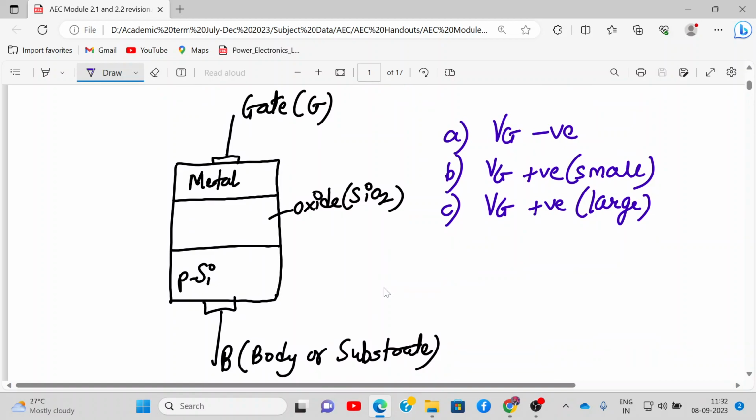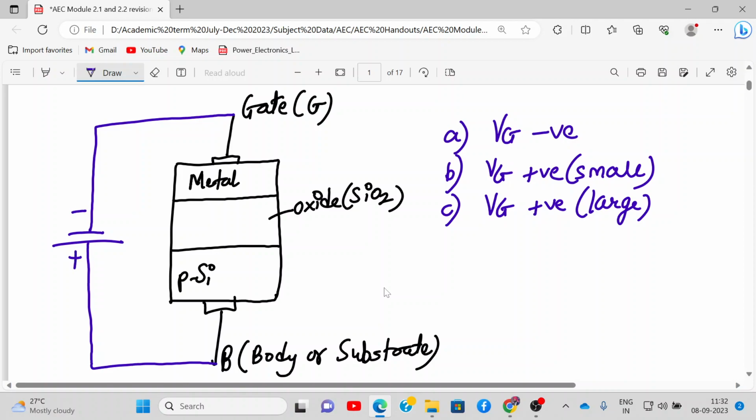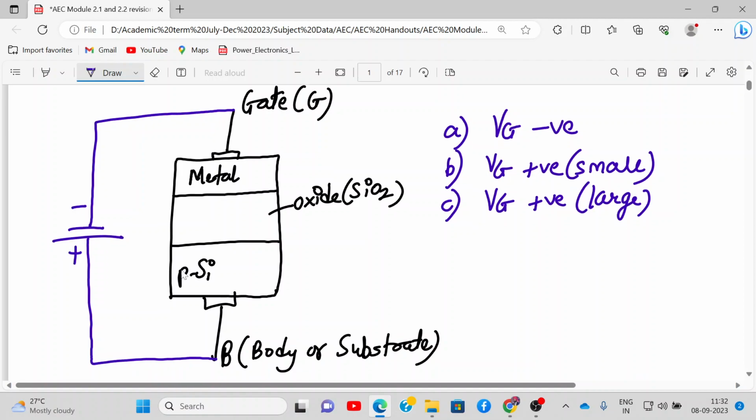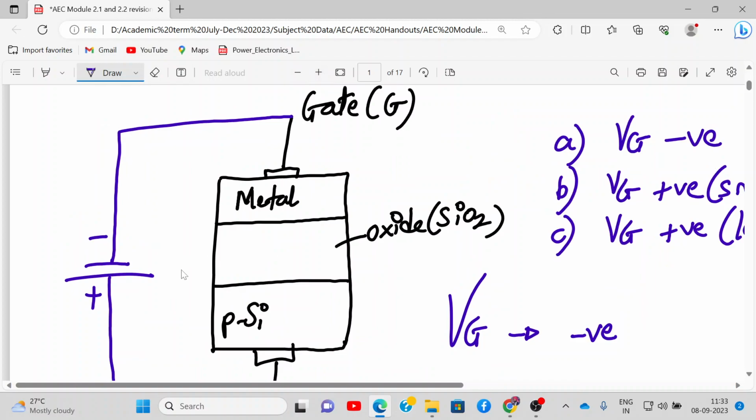Metal is made up of lots of electrons, and what is p silicon made up of? Lots of holes, right? It's a p silicon material. So this will have a lot of holes and this will have a lot of electrons. Now we apply negative potential. That means the gate is connected to negative voltage in comparison to body. So this is negative, this is positive. Now tell me what will happen in this situation. Here Vg is negative. What will happen to these electrons and what will happen to these holes? This is an insulator, so no carrier can flow through the insulator. So tell me what will happen.